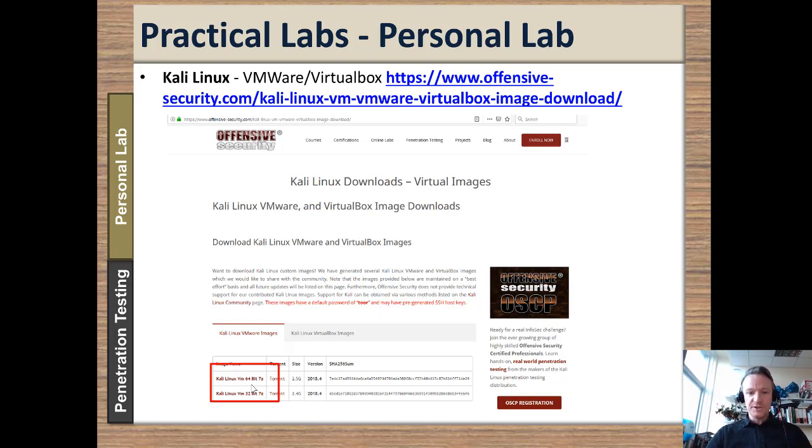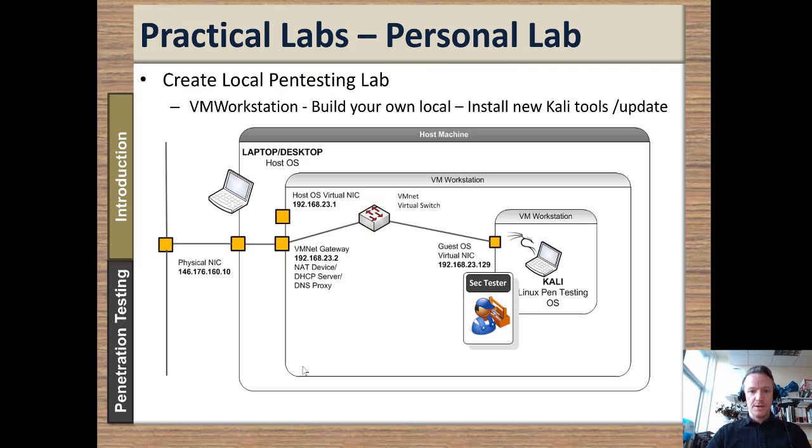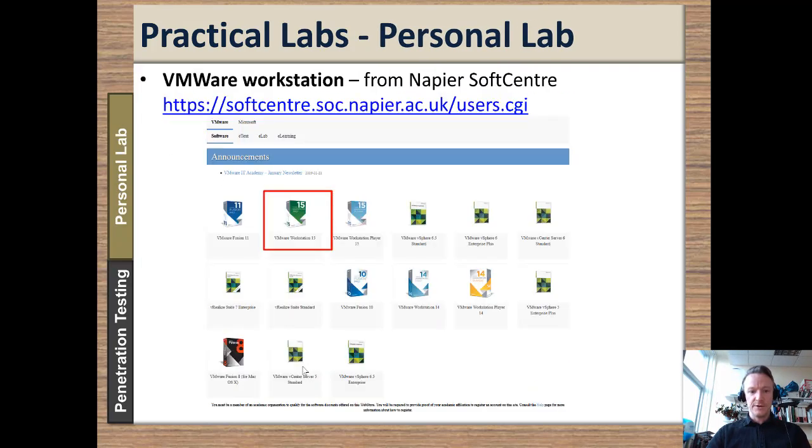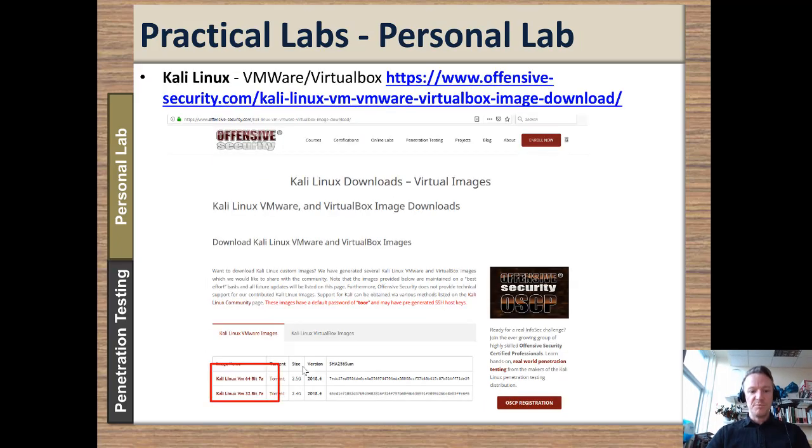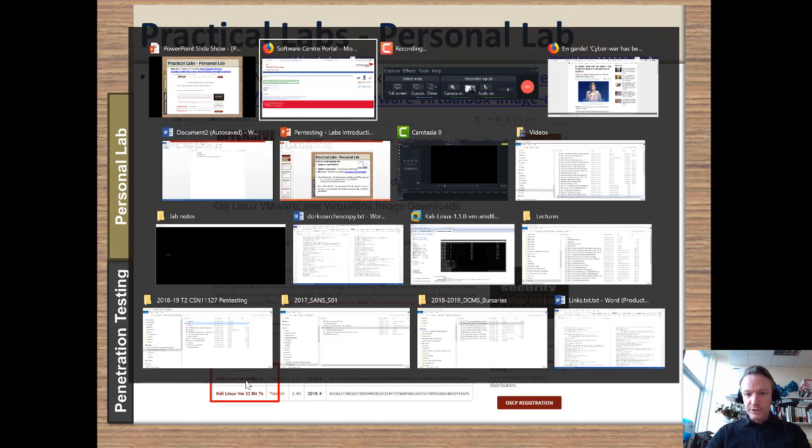So once you've downloaded those two things, you can install the VMware Workstation software, so that one there, and you can unpack the Kali Linux box. So let's have a look. Have I got this?